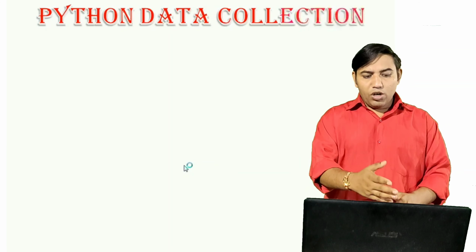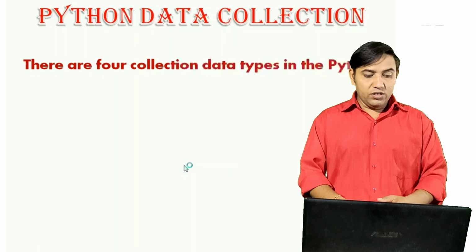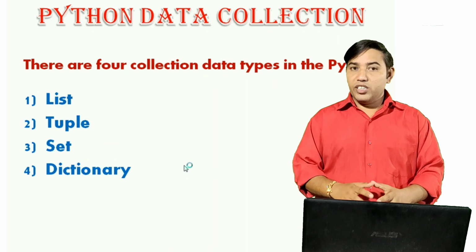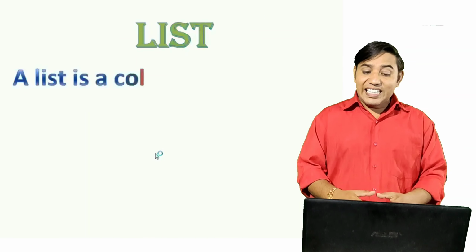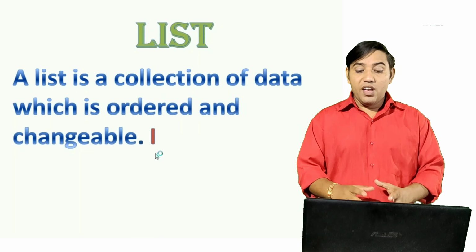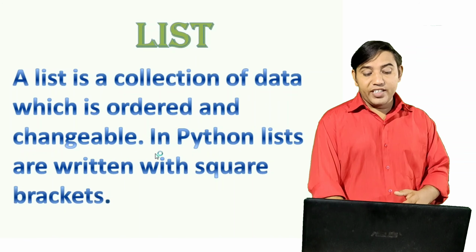So we have some Python data collections. There are 4 collection data types in Python: list, tuple, set and dictionary. Now first we are going to learn list. So what is a list? A list is a collection of data which is ordered and changeable. In Python, lists are written with square brackets.